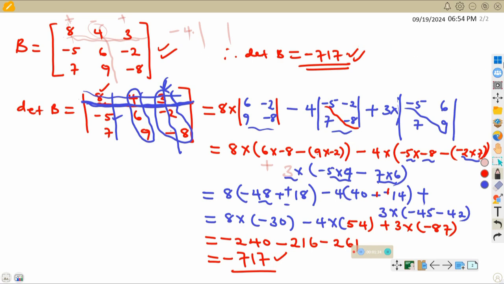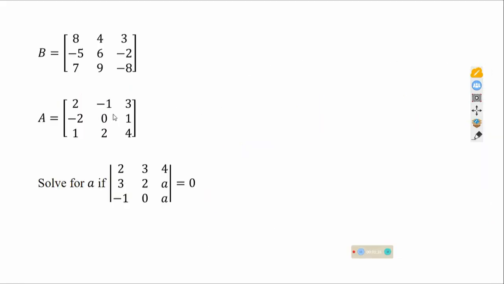So you will try part C, that is the determinant of this matrix A. Then we can again solve together for the value of A when we are given that the determinant of this matrix is equal to 0.